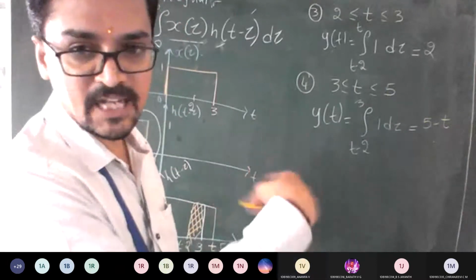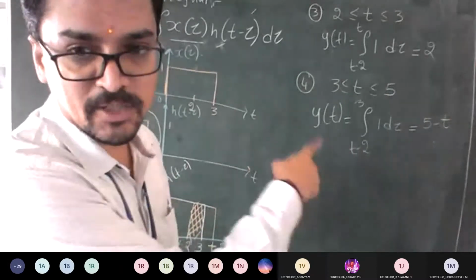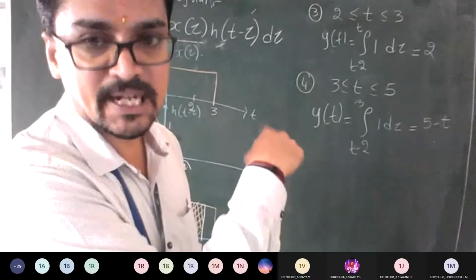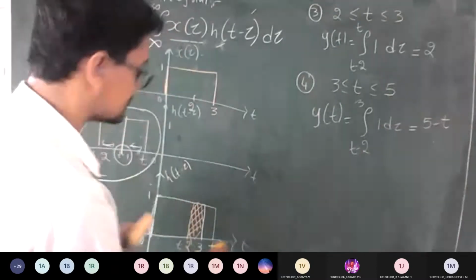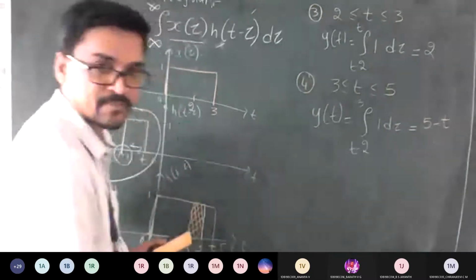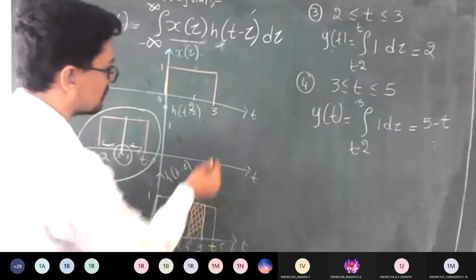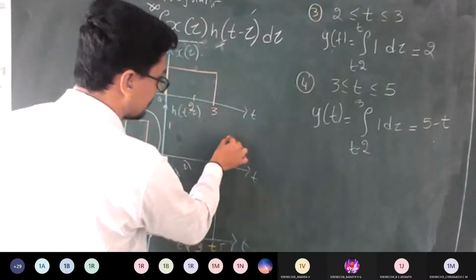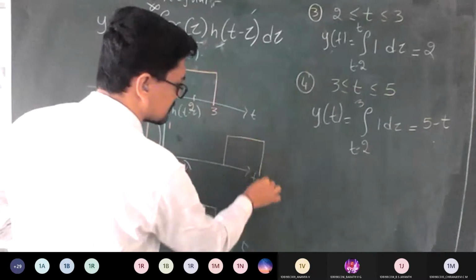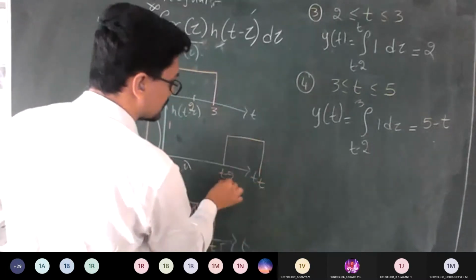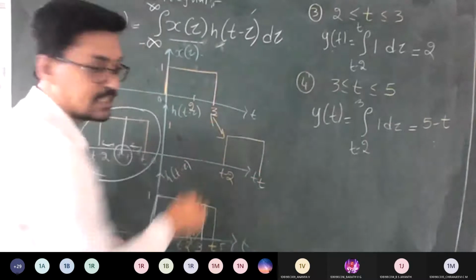See, any other cases after this? The case number 5, I wrote it already. Do you remember? For t greater than or equal to 5. It means this will go after 5. So look here, after 5 means what? This is 3, so after 5 it goes somewhere like this. So t is here, t minus 2 here. You can compare whether any overlap occurs.